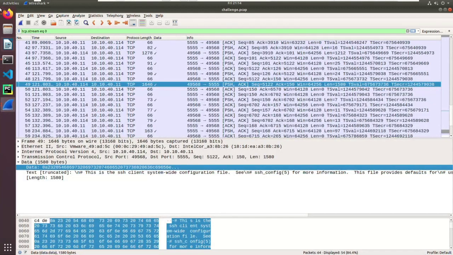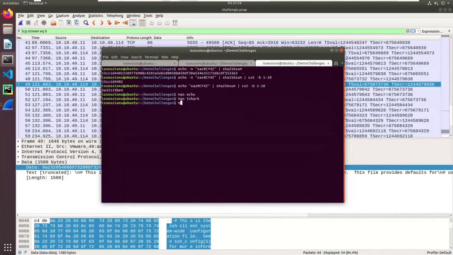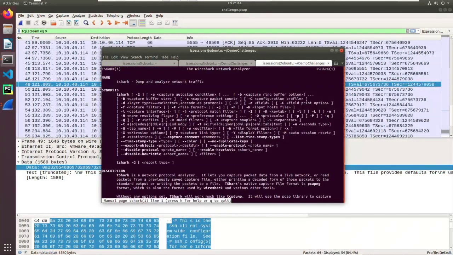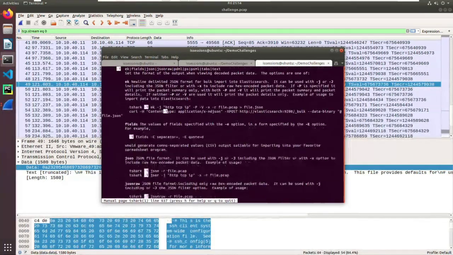Okay. So if you go into man t-shark, let's go back. So man t-shark, and I look up dash t, and I keep going until I find it. Okay, set the format of the output when viewing decoded packet data. And these are the options. So basically, T allows me to specify how I want to output the data on the command line of a column in my Wireshark capture.